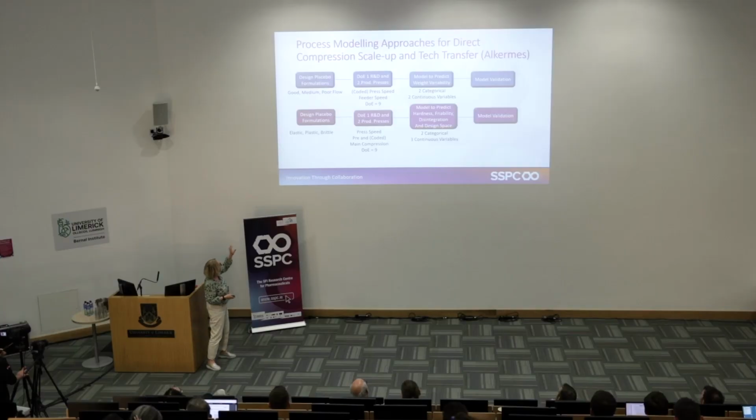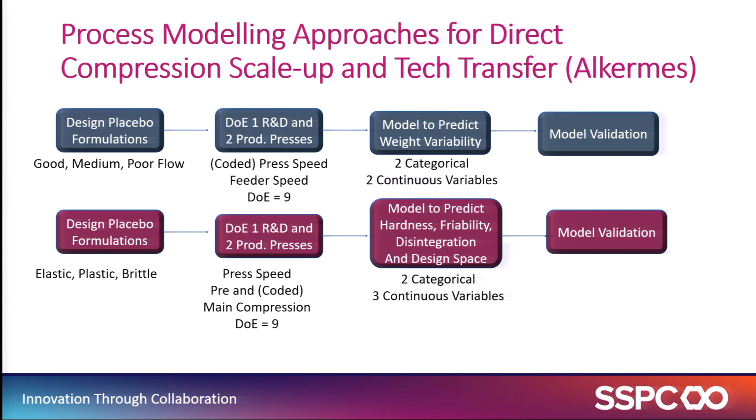And then we repeated the same on the compaction part of the tableting process with, again, placebo formulations: elastic, plastic, and brittle. They were the categorical variables. Then, again, we looked at press speed and the compression forces. And again, we developed the model to predict hardness, friability, disintegration, and the design space around those.